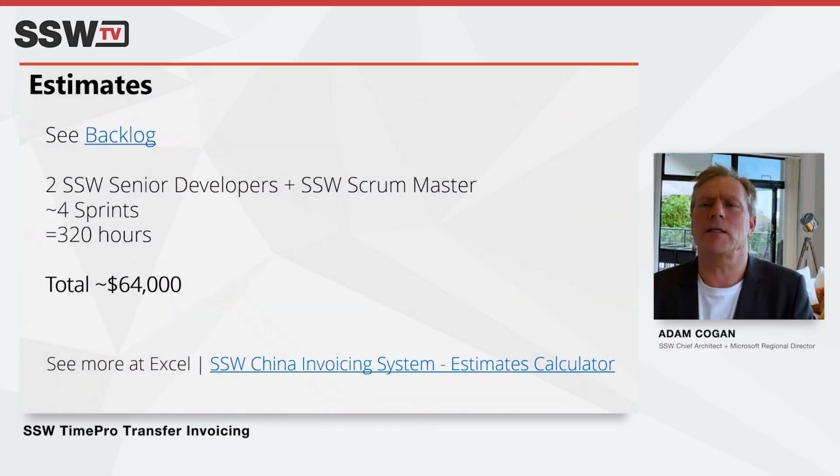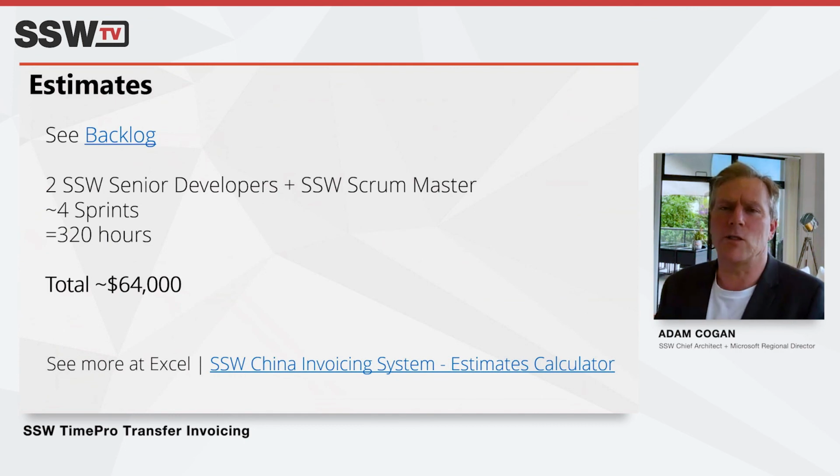So how long will this take to make? Well, you're never sure. We have done some calculations in our SSW estimates calculator. Broadly, we need 2 devs. We need a Scrum Master. It's about 4 sprints of work. That totals about 64K.